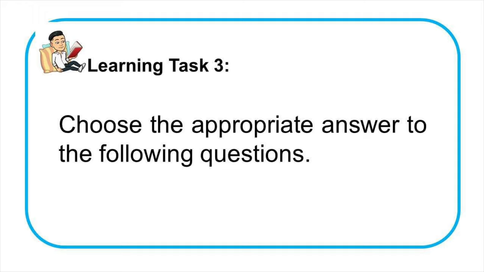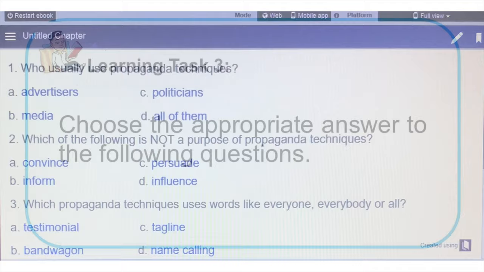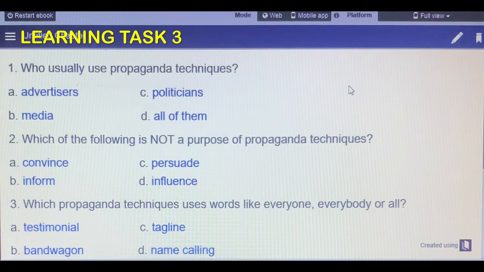For our learning task number 3, choose the appropriate answer to the following questions. Number 1. Who usually use propaganda techniques?